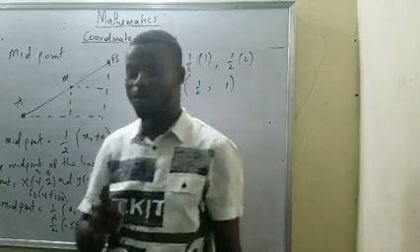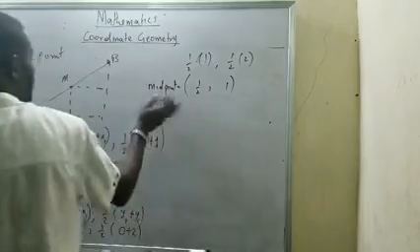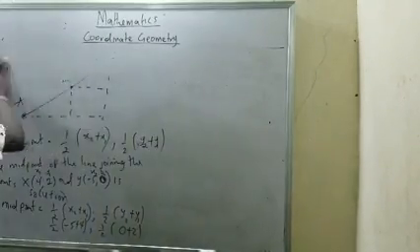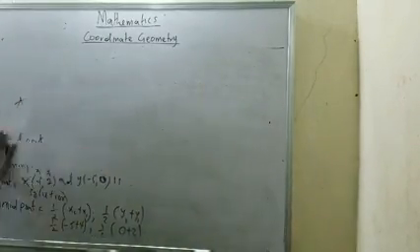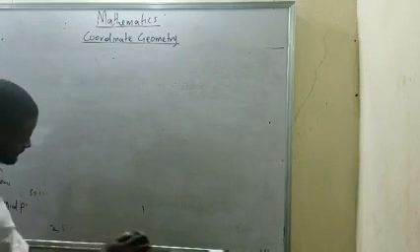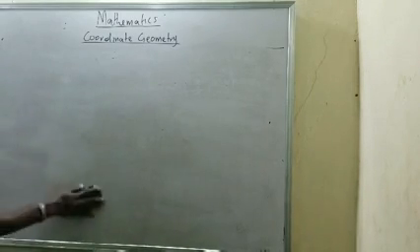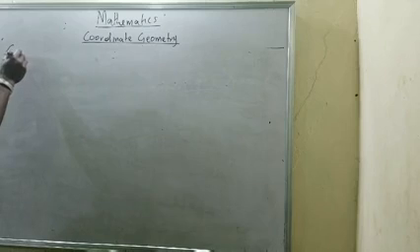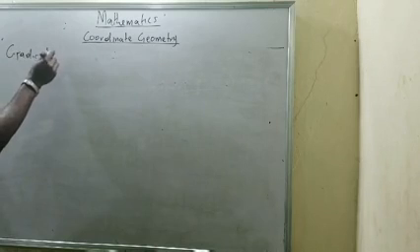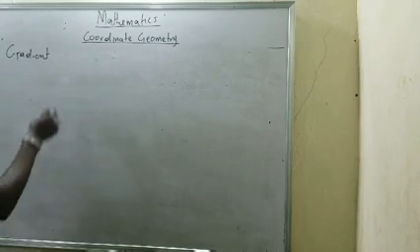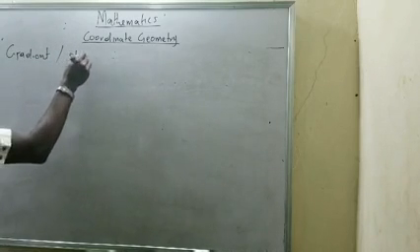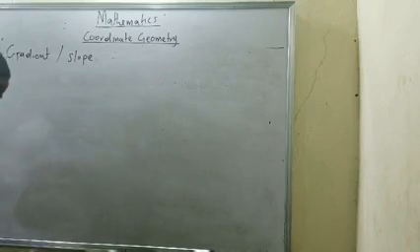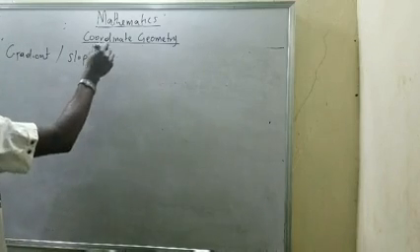Let me quickly move on to gradient of a straight line. Now, when we talk about gradient of a straight line, let me quickly write it down. We have what is called gradient. Gradient can also be called slope, and also we call it M when it comes to a straight line.